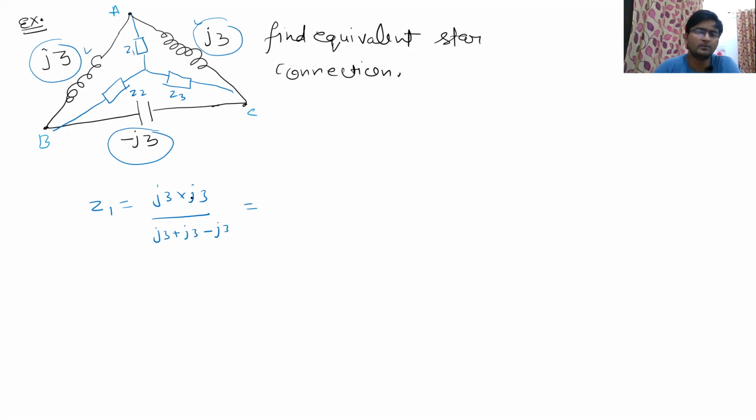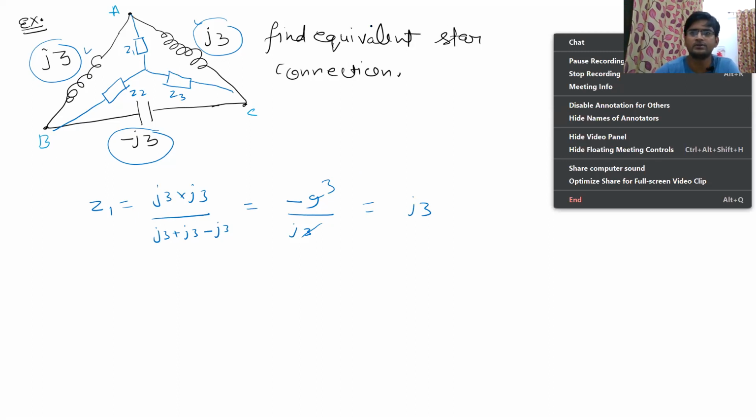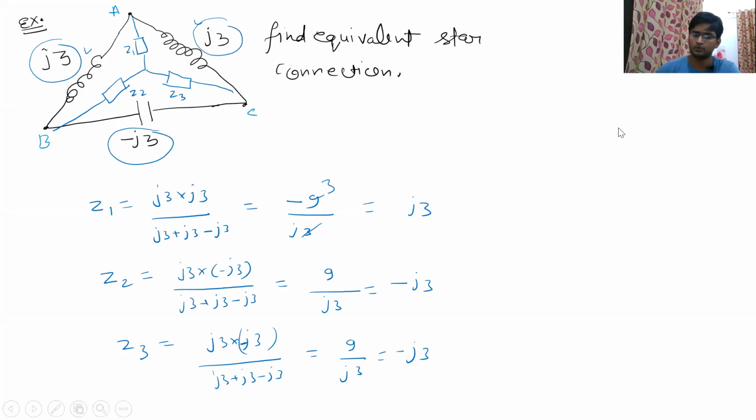So what do we have? What is the multiplication of two iotas? It is obviously minus 1. So we get minus 9, because 3 into 3 is 9, divided by J3. If we put J in the denominator, this minus sign will go, and we get our Z1 value as J3. Just wait a minute. Similarly, I have written the values for Z2 and Z3 also.